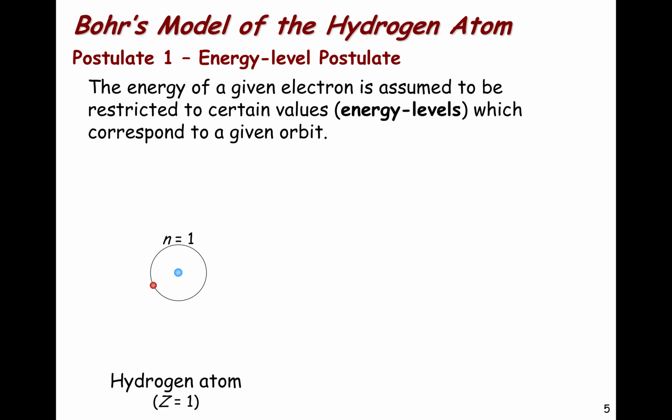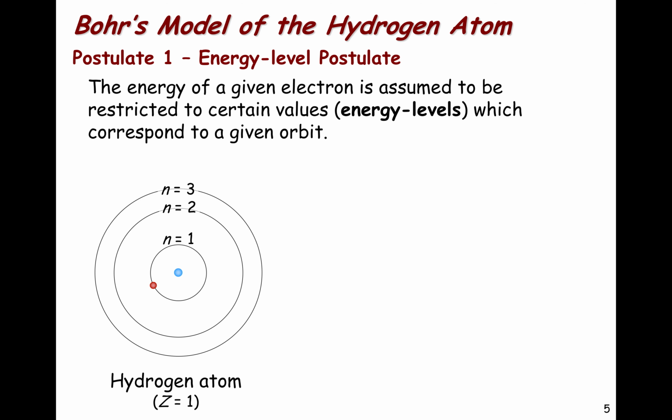And it turns out that he assigned this as the n equals 1 level. It turns out that there were other possible orbits that were higher in energy. This, for example, the n equals 2 or n equals 3. And it turns out that the distance from the nucleus was increasing in each case, but the separation of the distance between the various orbits got smaller and smaller.